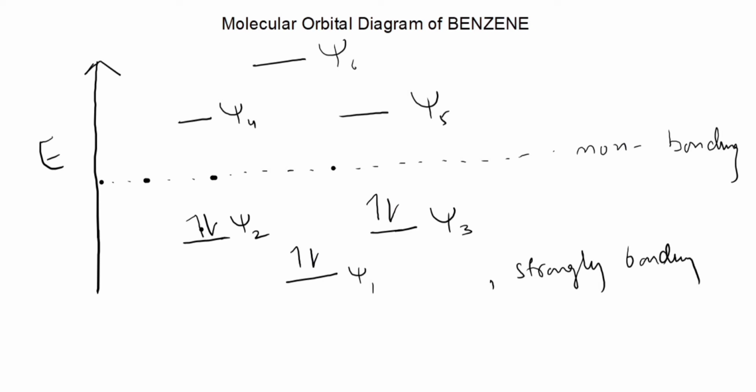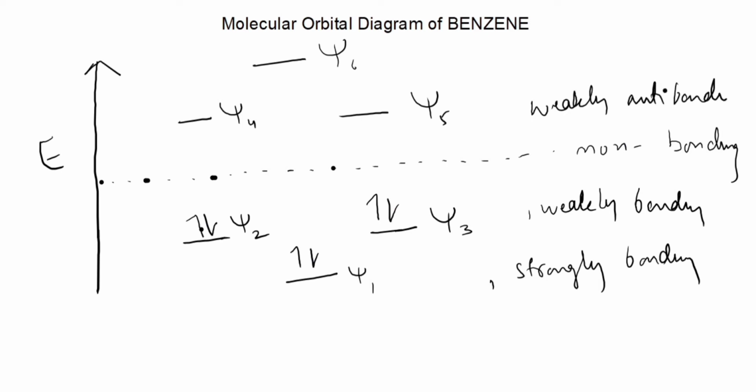And xi2 and xi3 are weakly bonding. Talking about xi4 and xi5, this is also weakly anti-bonding, and this xi6 is strongly anti-bonding. Now writing their names also.